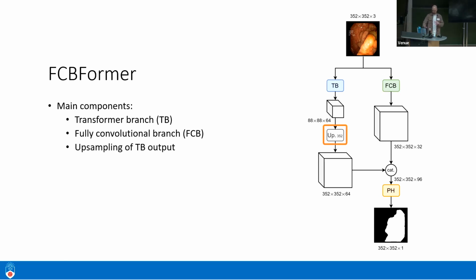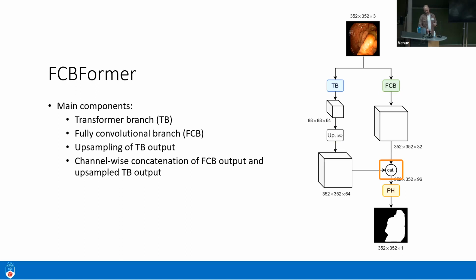Then, so that we can fuse this information, we first have to upsample the transformer branch output so that we can concatenate it channel-wise, and this is what I'm referring to as the simple approach for combining the strengths of these methods. And then we finally process it with a prediction head, which is essentially just a fully convolutional network to fuse the features output by these two parallel branches.